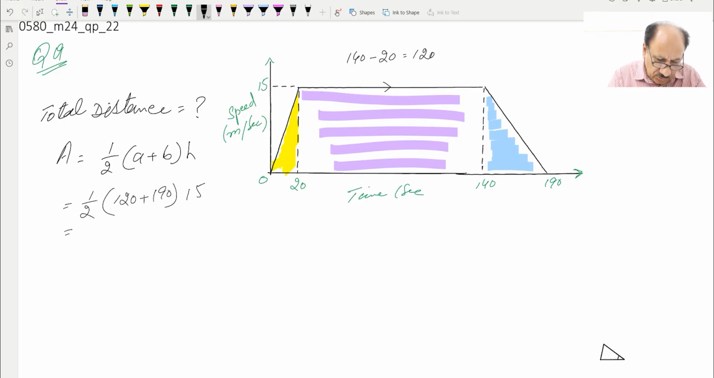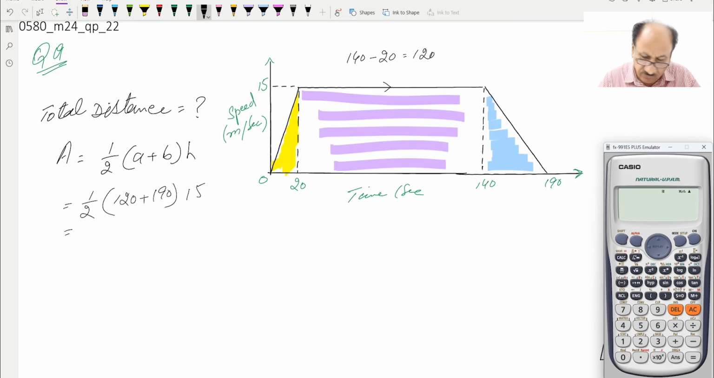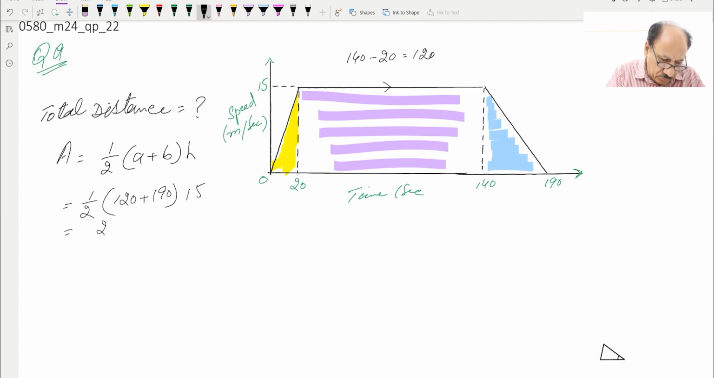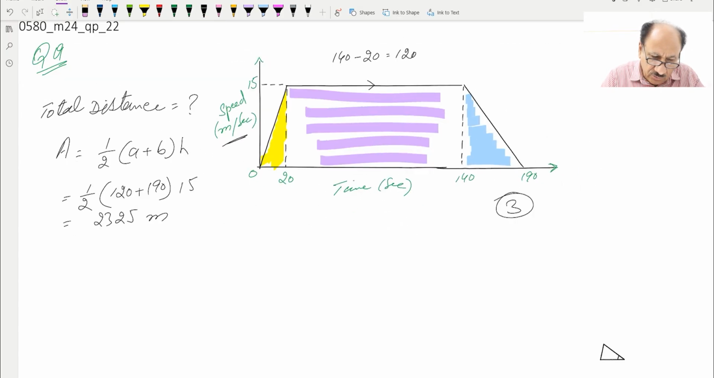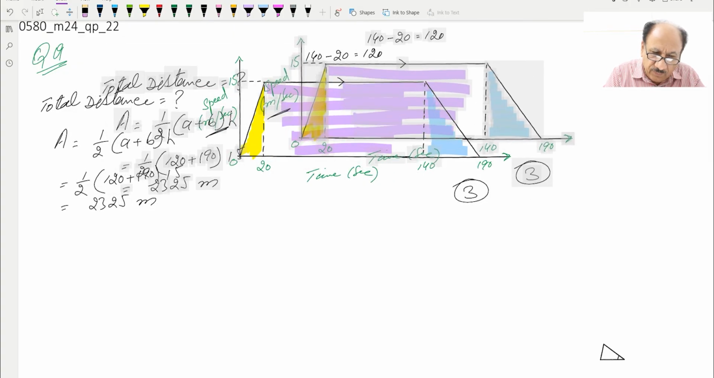Now we just need to use the calculator. Half into 120 plus 190, multiplied by 15, is giving us 2325. So 2325 will be in meters, and this is our answer because this side is meters per second. This will be our answer for 3 marks. So this is the 3 marks question which we have done. Hopefully you understood this.